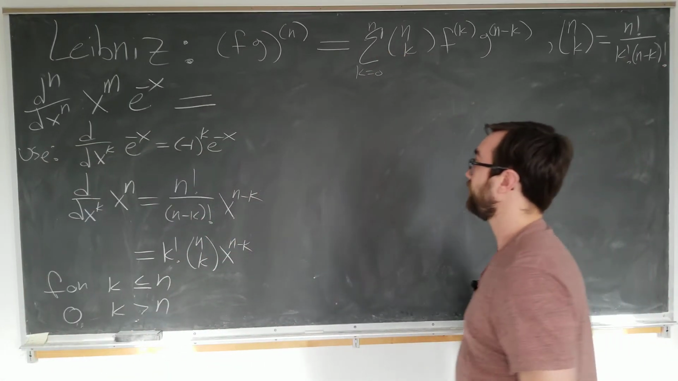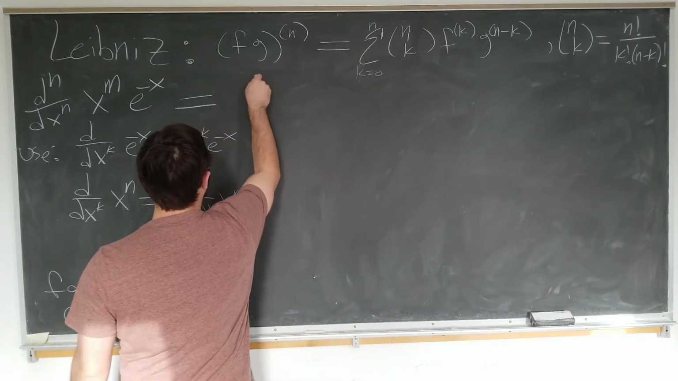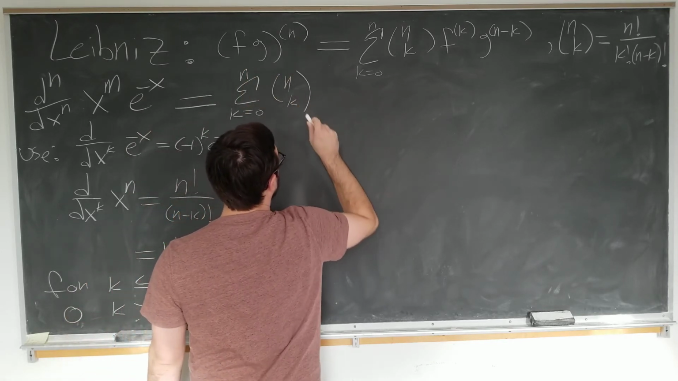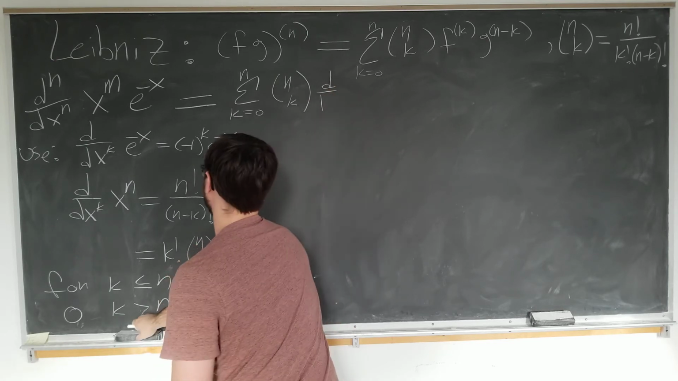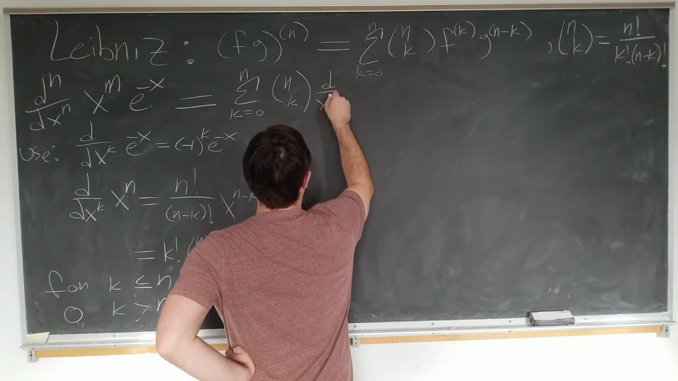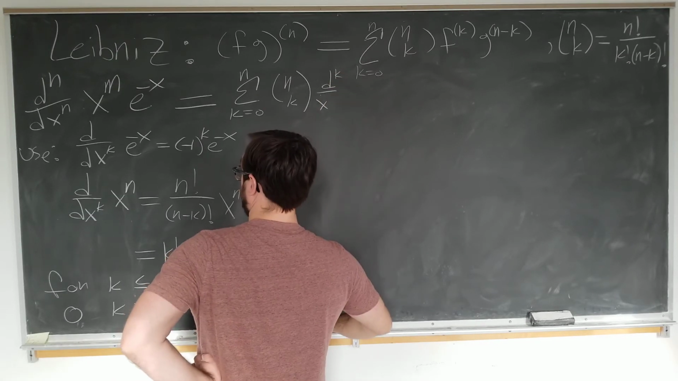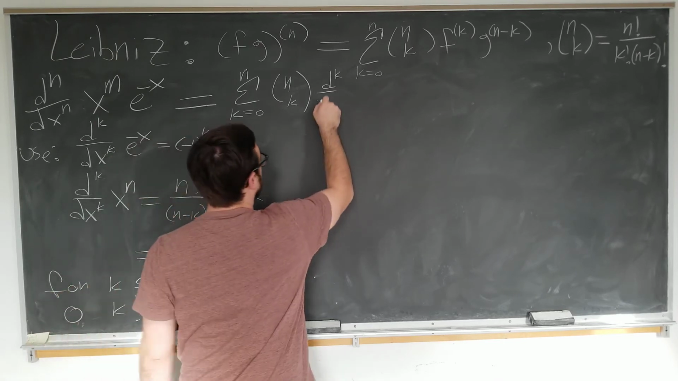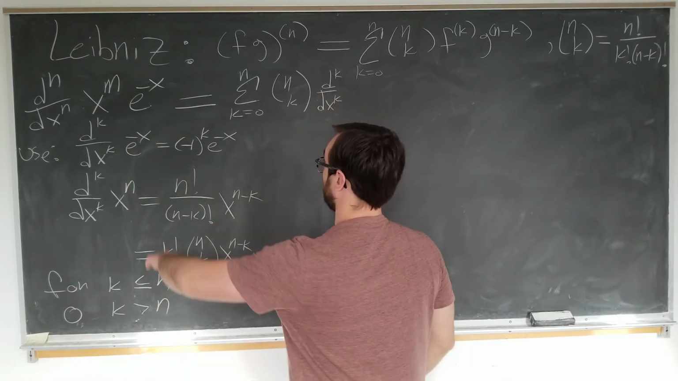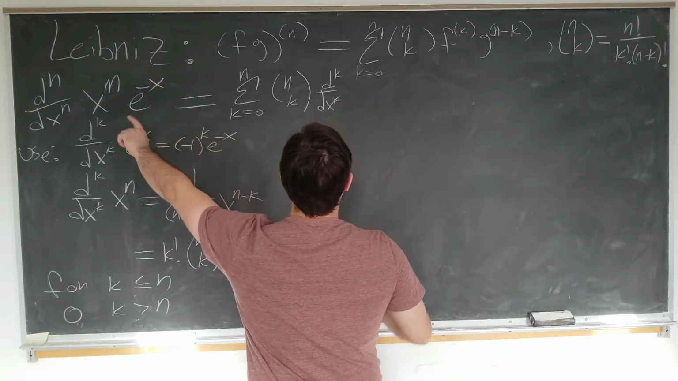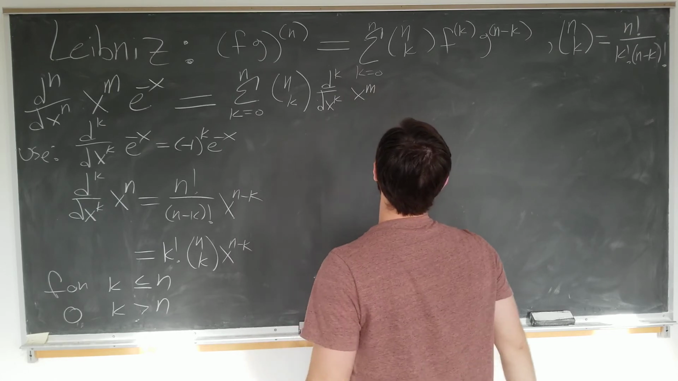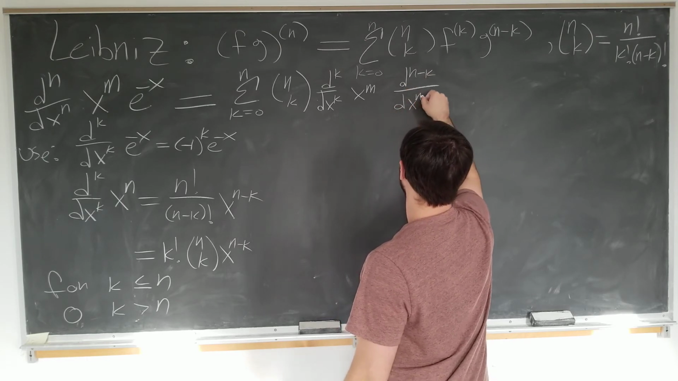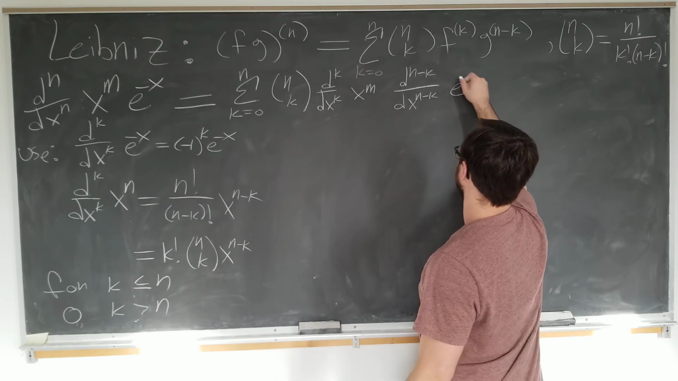this big thing in here that we've been talking about the whole time is equal to the sum, k goes from 0 to n, of n choose k times the kth derivative d^k by dx^k of, I'm going to call this first thing f, x to the m goes first, and now we have the n minus kth derivative of e to the minus x. I forgot a k up here, sorry.